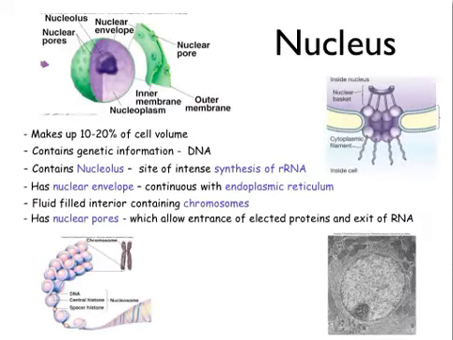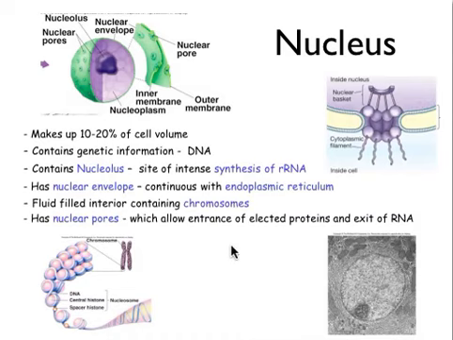The nucleus makes up 10 to 20% of the cell volume, so it is pretty big, pretty obvious when seen, even in a simple picture like this one. You can tell that this is the nucleus of the cell. It contains the genetic information of the cell, so the DNA.